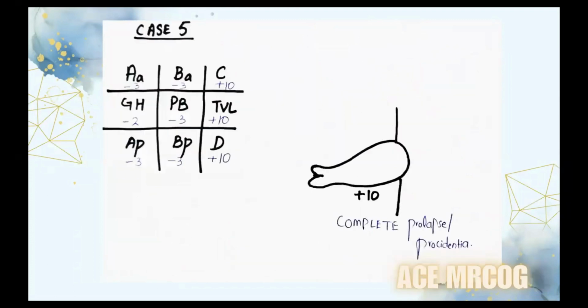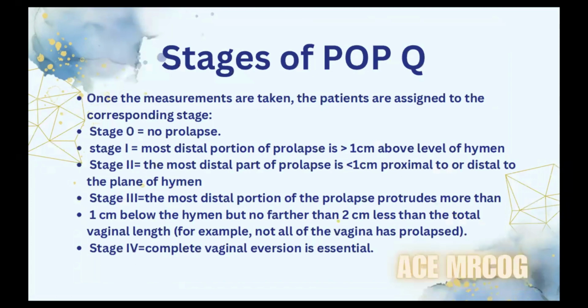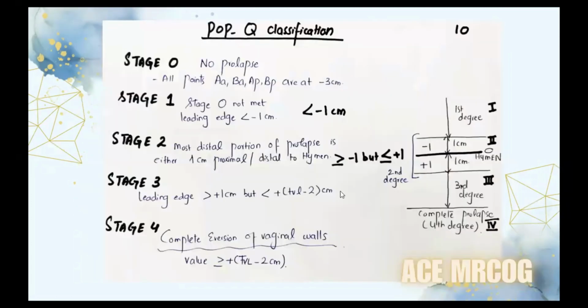So now let's do the staging of the POPQ. Let's make it easier. This is the hymen. Only 5 minutes are left because this is the final thing we are going to do. If anything is within 1 centimeter proximal or distal to the hymen, it is a second degree prolapse, which means 1 centimeter above or 1 centimeter below this bulge is second degree. If the bulge is more than 1 centimeter away, it is first degree.